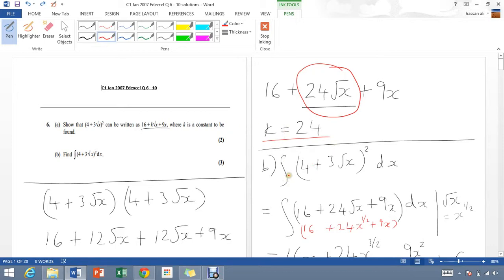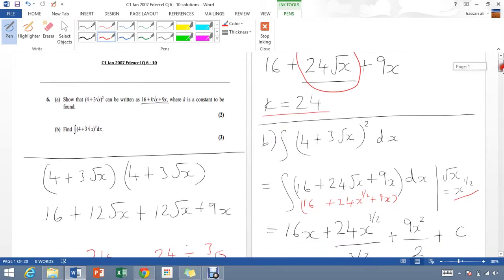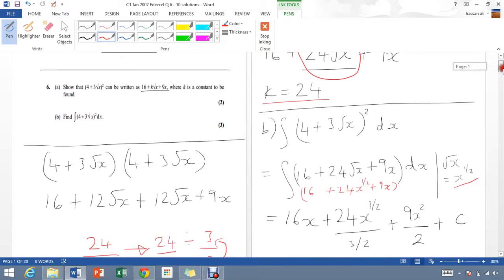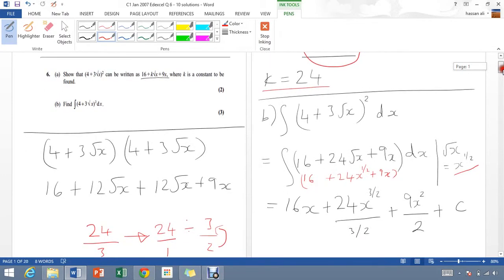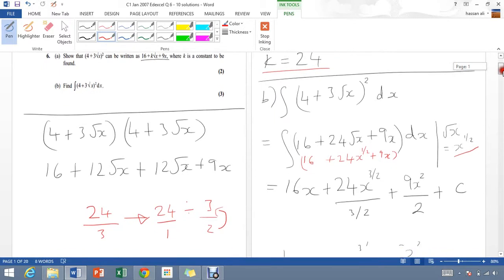Right, part B is just asking you to integrate that now. Since you've expanded the bracket, we can use that. But just bear in mind that 24√x can be written as 24x to the power of a half, as shown here. So just rewrite that in brackets because there's more than one element to it: the integral of 16 + 24x^(1/2) + 9x dx. Then we just integrate that, and that should give you 16x + 24x^(3/2) over 3/2 + 9x squared over 2 + c. So don't forget that plus c.